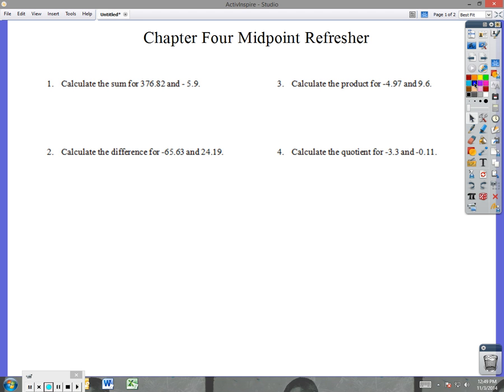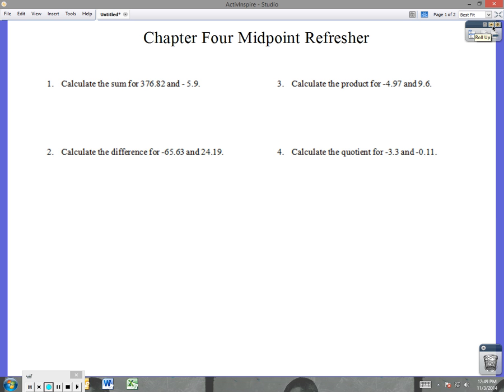Mr. Giomini coming to you with some examples from the Chapter 4 Midpoint. See if we can't refresh our memories on these and see where we might have faltered. Take a look at the first one. These are just basic computations. This is really showing me if you know the algorithms for these different problems. Take a look at the first one.